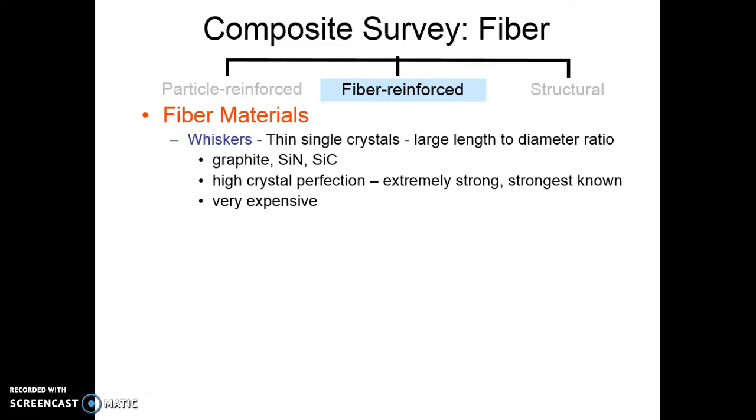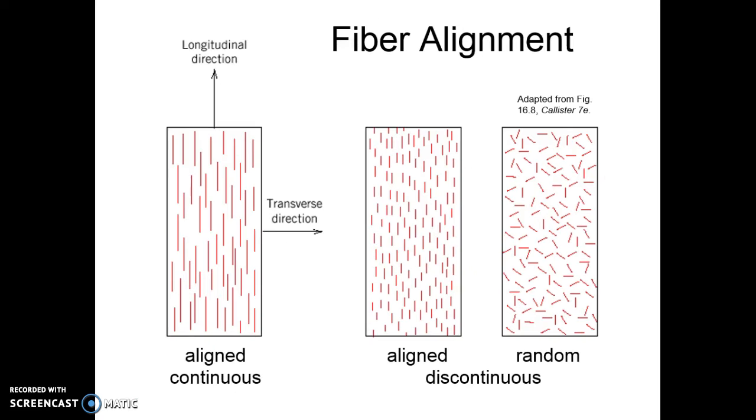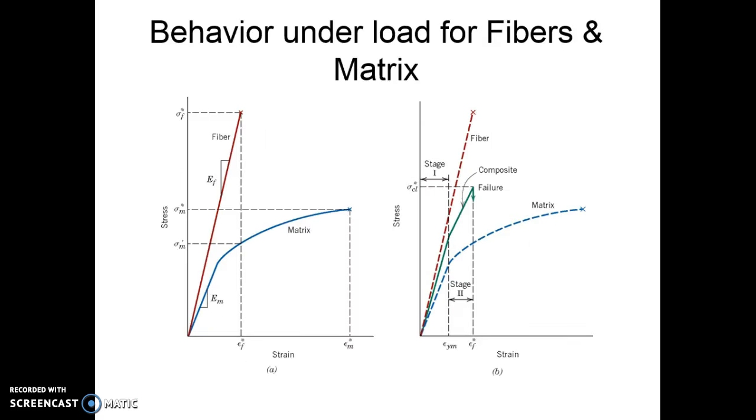Fiber materials can be whiskers in the form of graphite, silicon nitride, and silicon carbide, and they exhibit high crystalline perfection, as a result extremely strong, the strongest known, and very expensive. Fibers can be polycrystalline or amorphous, generally polymers or ceramics such as alumina, aramid, E-glass, boron, and ultra-high molecular weight polyethylene. Wires can also be used. So the fibers can be classified as whiskers, fibers and wires. This is the direction in which the fibers can be arranged: aligned continuously, aligned discontinuously, and randomly dispersed.